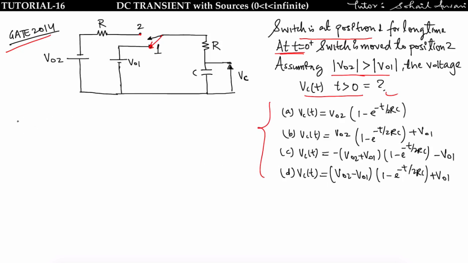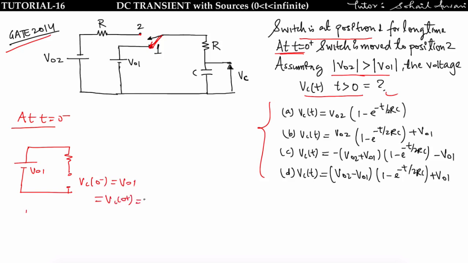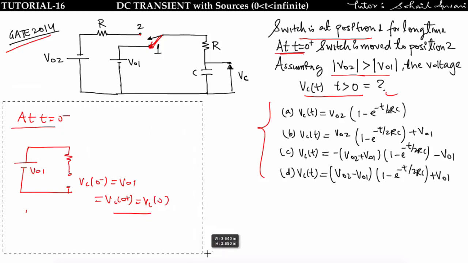So first I will find at t is equal to 0 minus, this switch is connected to this point 1, means at t is equal to 0 minus, the network is at a steady state, so the capacitor can be replaced by an open circuit. At a steady state the capacitor is replaced by an open circuit, and we get Vc of 0 minus is equal to V of 01. And that is nothing but Vc of 0 plus and Vc of 0. So finally I will get Vc of 0 is equal to V of 01. Now I will find at t is equal to infinite.